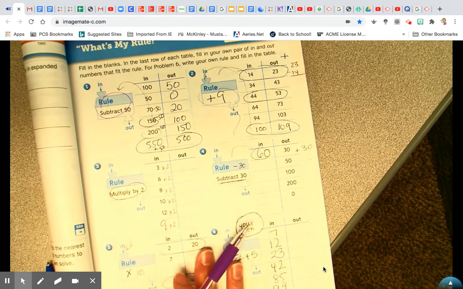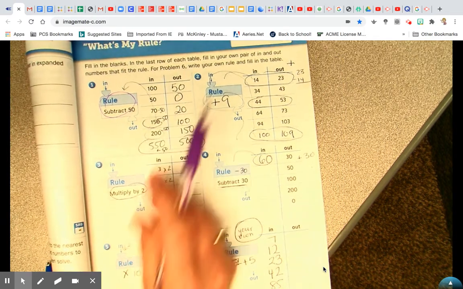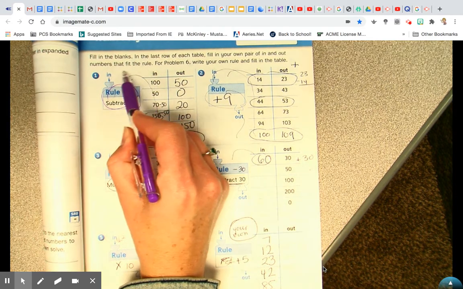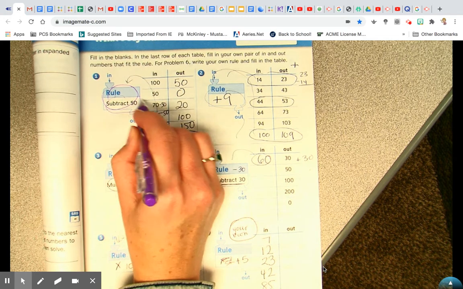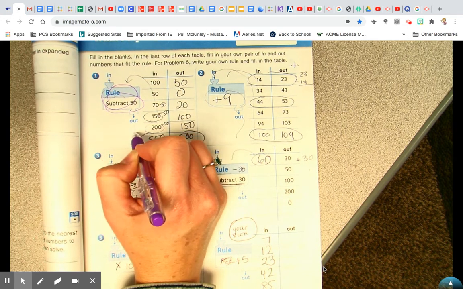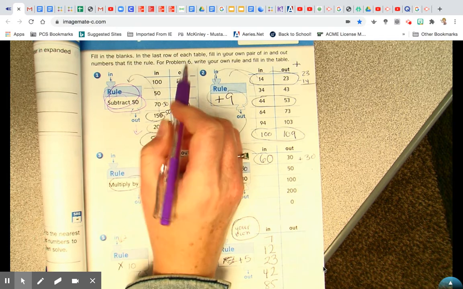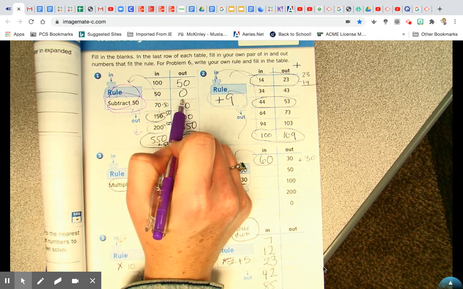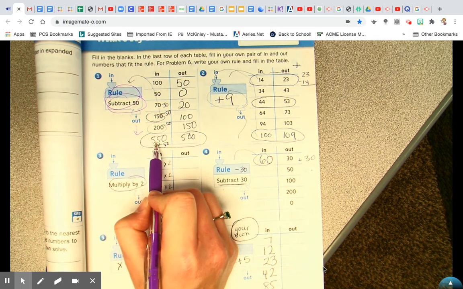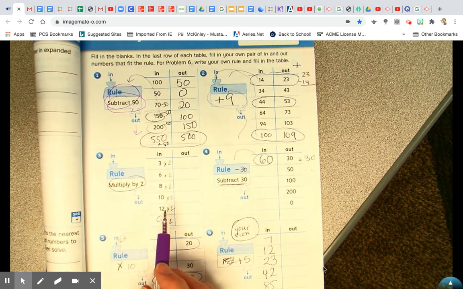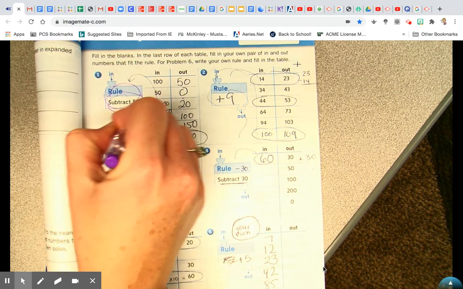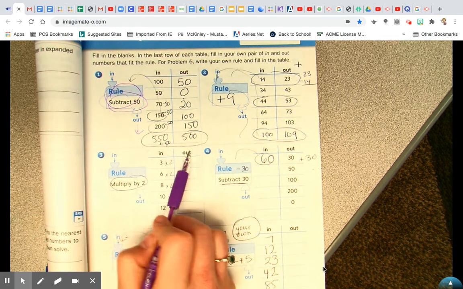So we did table number 1 together in class, and then the rest of this you did in breakouts. We put 100 in, we subtracted 50 because that's my rule, and it comes out as 50. We put a 50 in, subtract 50, and it comes out a 0. If you see a blank area in your charts, that means you need to make up your own number. So I picked 550. I put it in, subtract 50, it comes out at 500.